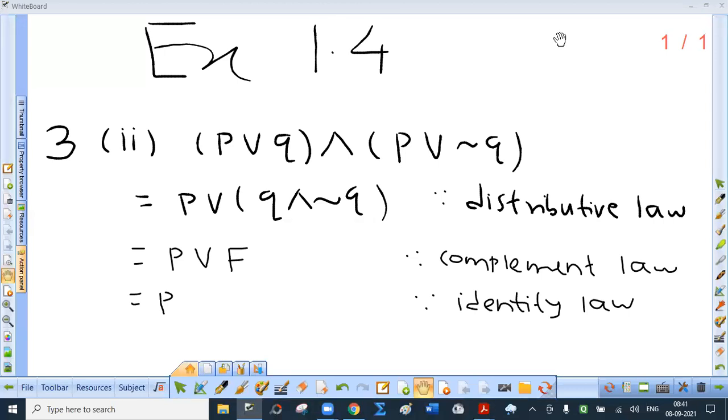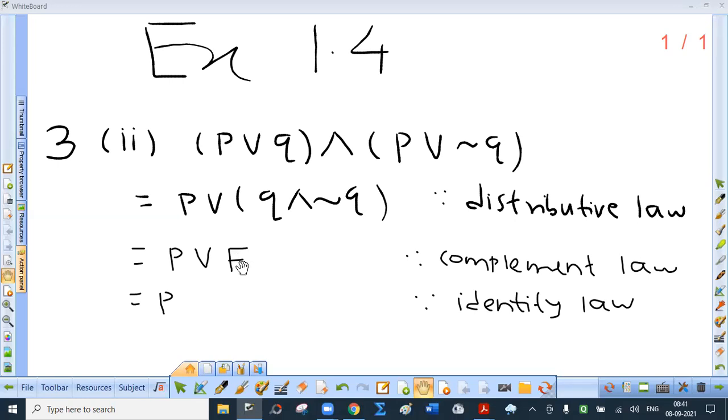Exercise 1.4, third question. Without using truth table, prove that... Second part, not third. (P or Q) and (P or not Q) is equivalent to P. This is a simple one. Use distributive law. So (P or Q) and (P or not Q) can be written as P or (Q and not Q). But what is Q and not Q?